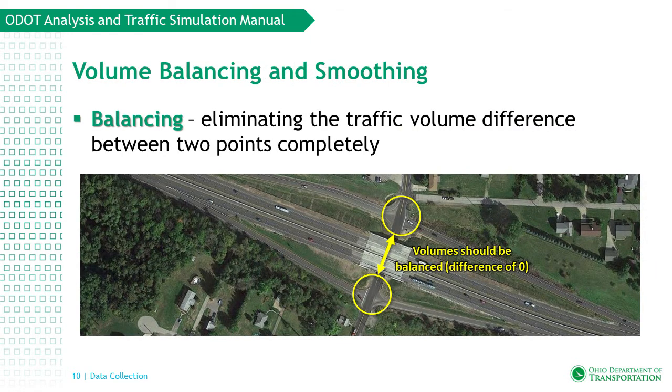Balancing and smoothing are two processes by which differences in traffic volume data at nearby locations are reduced or eliminated completely. Balancing refers to the process of eliminating the traffic volume difference between two points completely. If there are no driveways between two study intersections, the volumes between the intersections should be balanced with differences eliminated completely. A common example of two intersections being balanced are ramp terminal intersections.